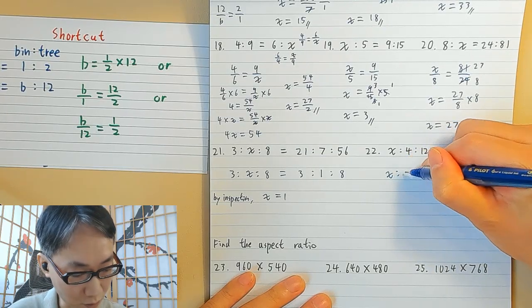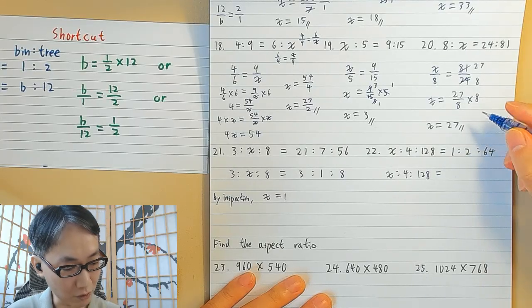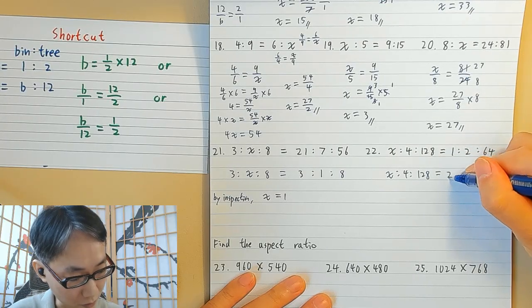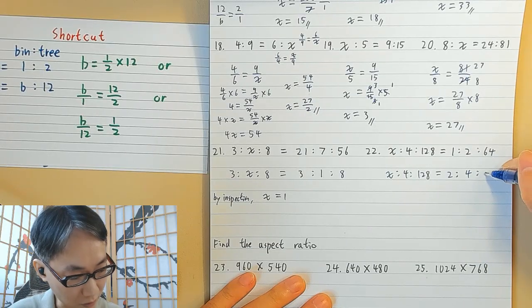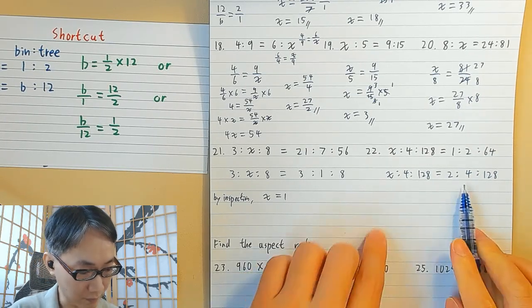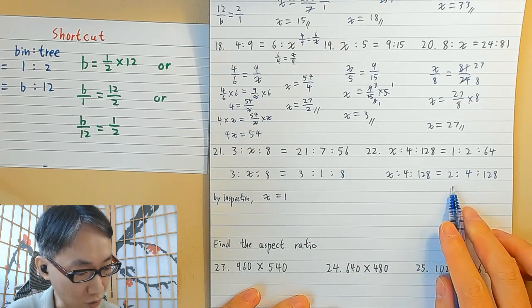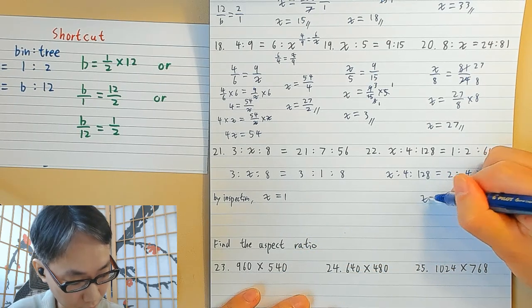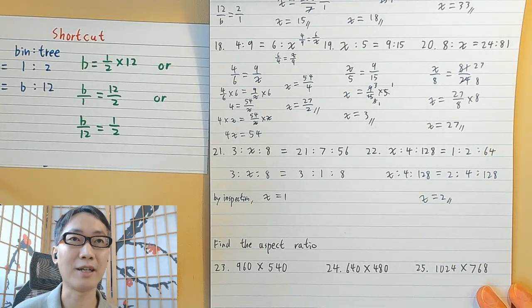So x to 4 to 128 is equal to 1 times 2 is 2, 2 times 2 is 4, 64 times 2 is 128. Okay, the ratios on left and right are the same ratio, which means x is 2.